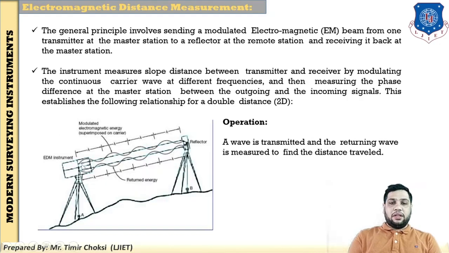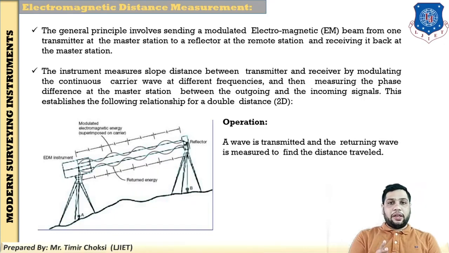So first, the EDM instrument produces electromagnetic energy or electromagnetic waves, which are reflected by the remote station, meaning the object. The remote station receives these electromagnetic waves and then sends them back to the master station. This process takes some time.